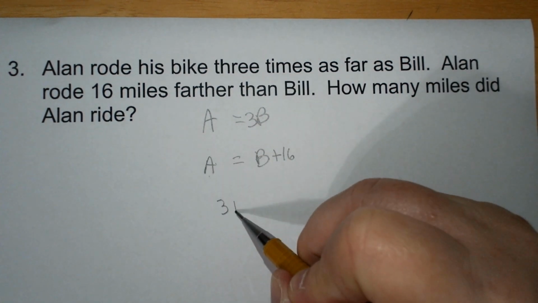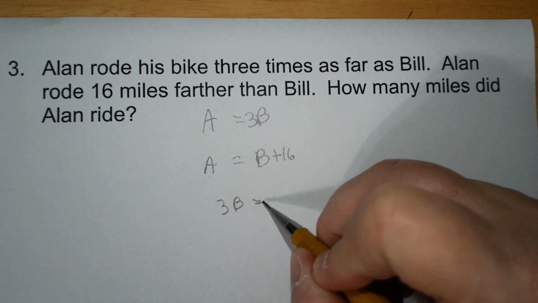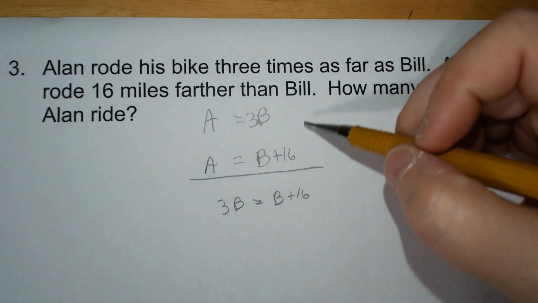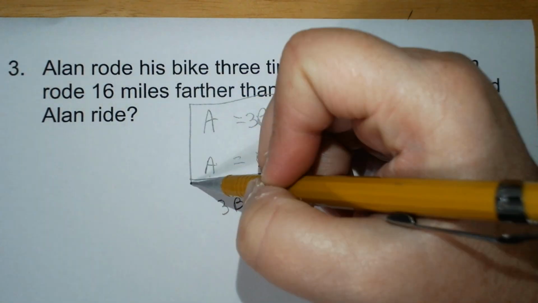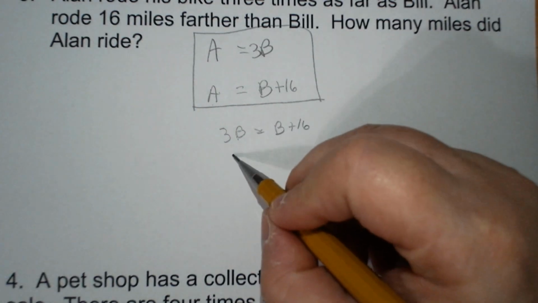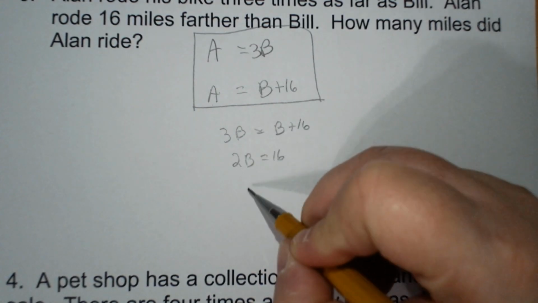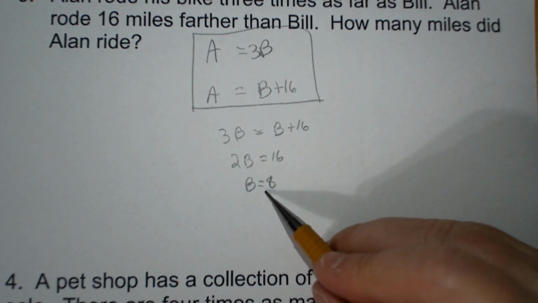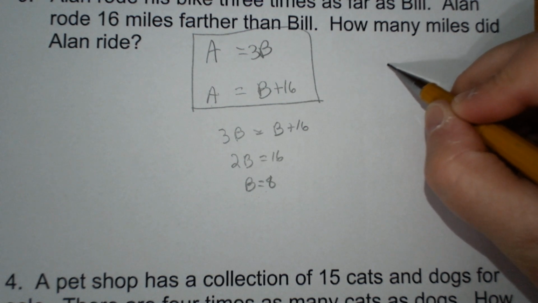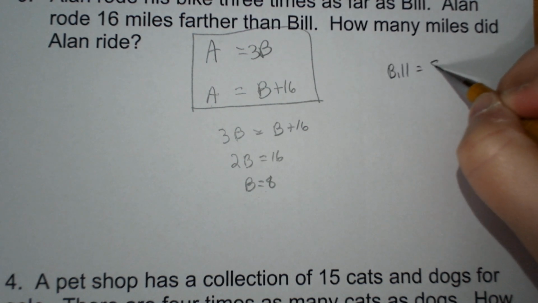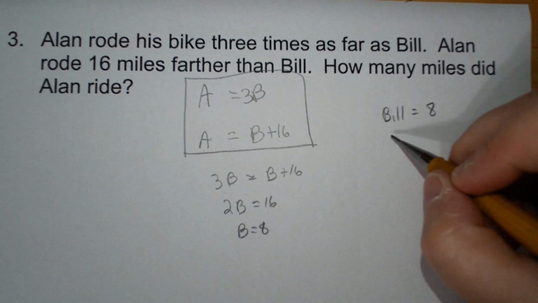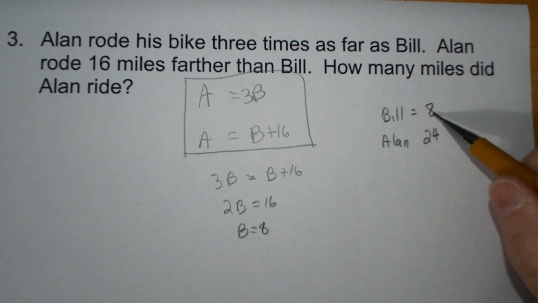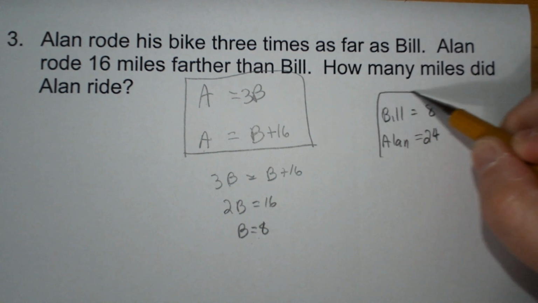So I have 3B equals B plus 16. And I always put it under, you can put a box around your statements that you created. 2B equals 16. B equals 8. And then 8 times 3 is 24. So Bill equals 8. 3 times that amount, so Alan rode 24. And 8 plus 16 is 24. So that's your answer.